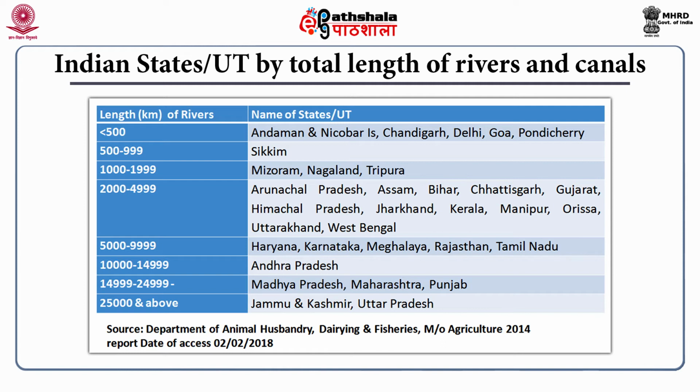In Haryana, Karnataka, Meghalaya, Rajasthan and Tamil Nadu, the length of rivers and canals is 5000 to 10,000 kilometer, whereas in Andhra Pradesh this is in the range of 10,000 to 15,000 kilometer, whereas in Madhya Pradesh, Maharashtra and Punjab, the length of rivers and canals is 15,000 to 25,000 kilometer, and in Jammu Kashmir and Uttar Pradesh, the length of rivers and canals is more than 25,000 kilometers.